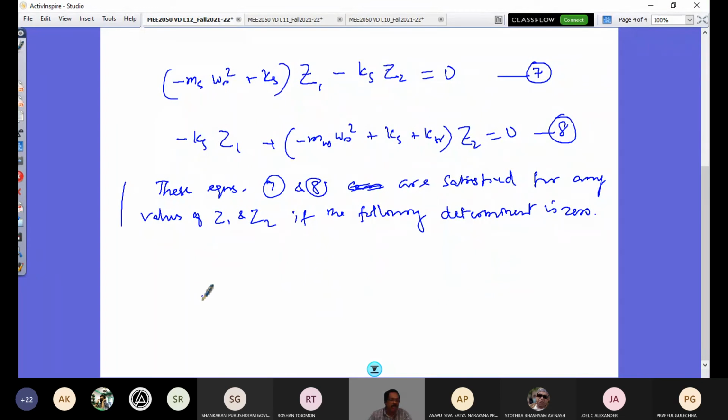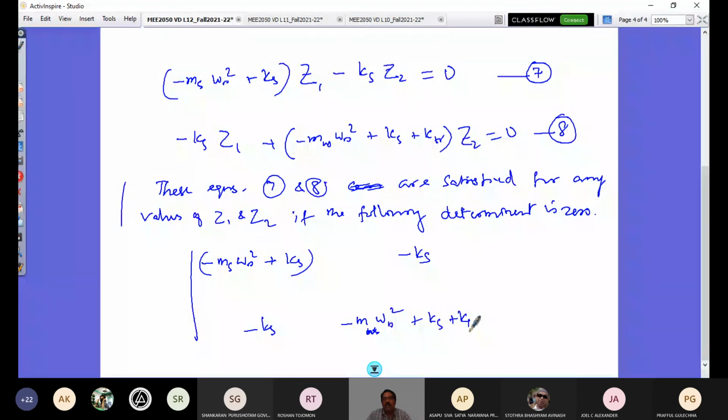That would be the determinant of this, the coefficient of Z1, that is minus ms omega n square plus ks, and minus ks, and here it is minus mus omega n square plus ks plus ktr, and this determinant should be equal to 0. So that's my equation number 9.